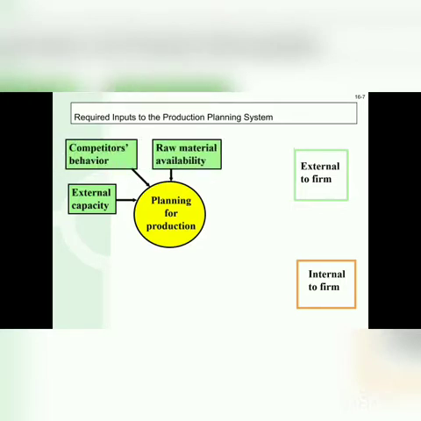And then we must look at the raw material availability. Sometimes raw material is in abundance, then there is no need to worry about this. But at other times, when raw material is in scarcity, then it becomes very tough for us to produce even when the capacity of the plant is up to the mark.